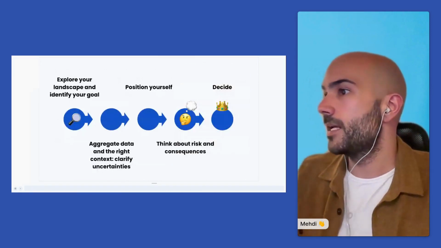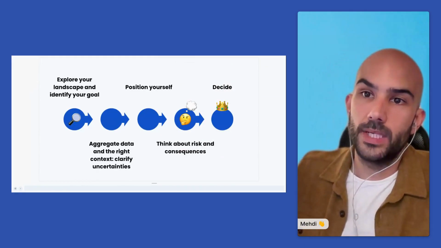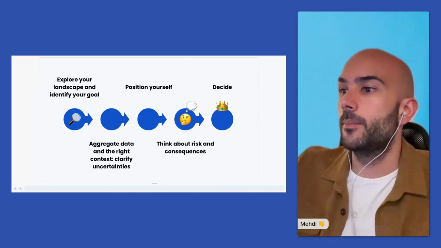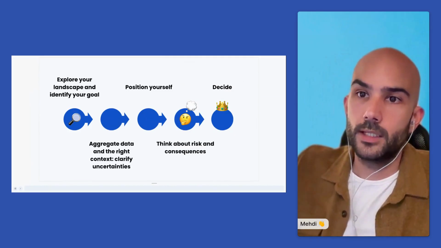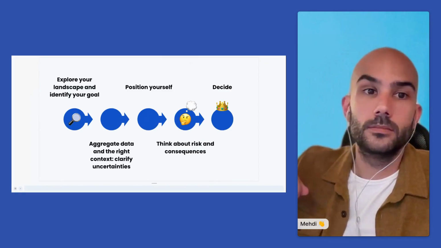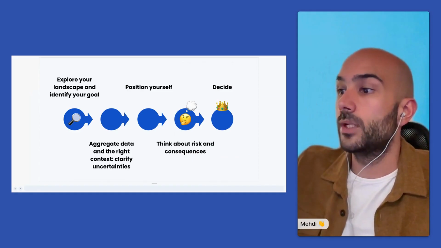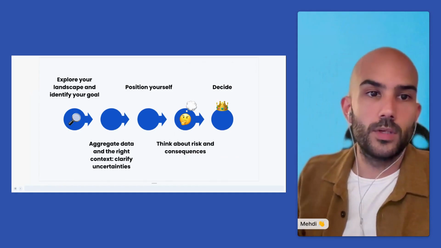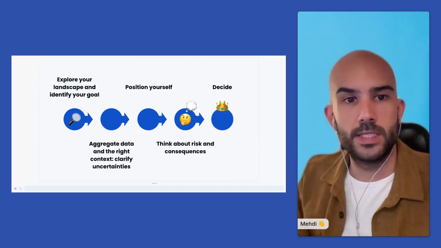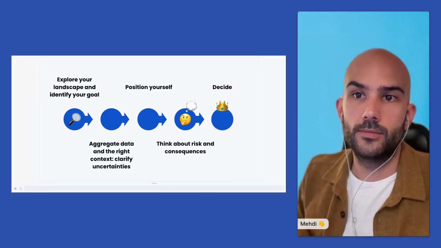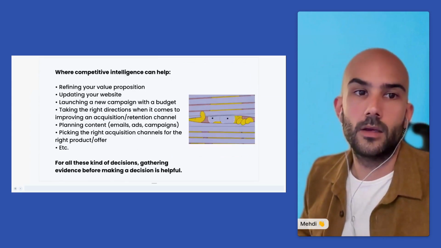First things first, as I've said, the goal of this webinar today is to see how competitive intelligence can actually help you make better decisions, and how you can really get a sense of the data that you're gathering, of what your competitors are really trying to do and what's working for them. Your goal is quite simple. You should explore your competitive landscape, aggregate the data, clarify your uncertainties, position yourself based on the data that you've gathered, think about the risk, and then make a decision.